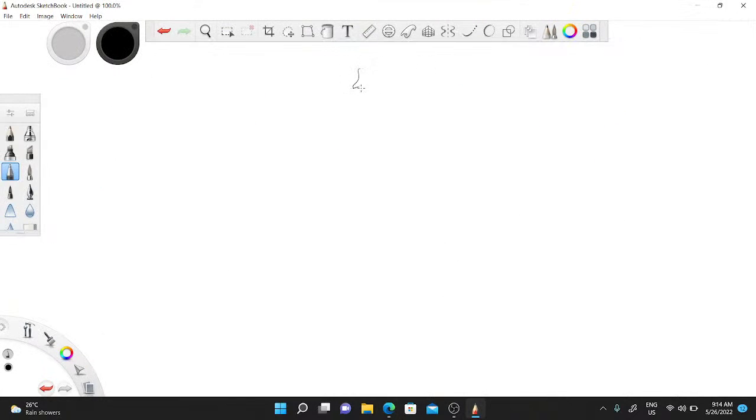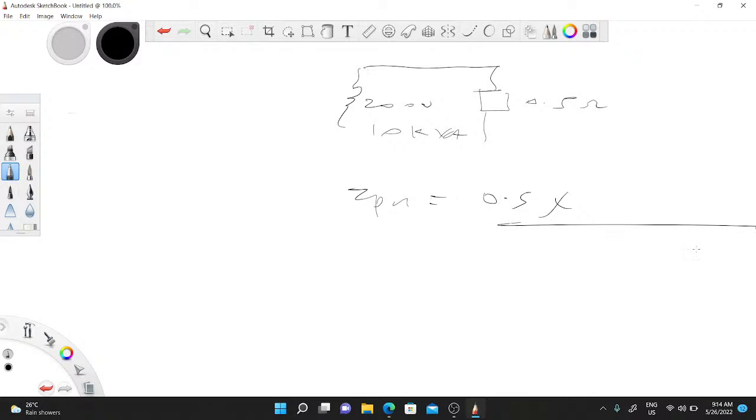So I have 200 volts here and an impedance of 0.5 ohms, and the power remains the same, 10 kilovolt-amps. I can find my Z per unit to be Z actual times power in megavolt-amps, 0.01, over the voltage in kilovolts squared, 0.2 squared, and you get 0.125 per unit.